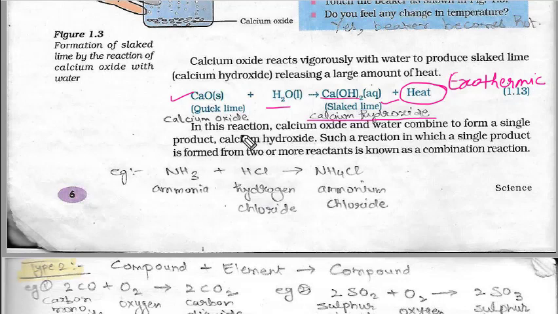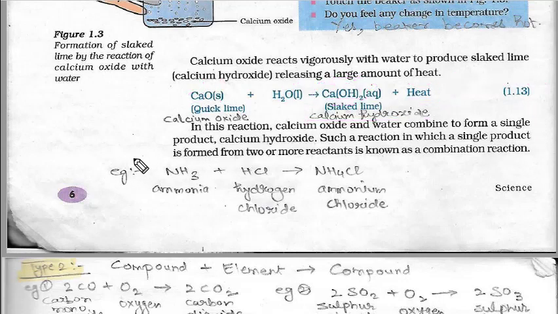Okay. So in this reaction, calcium oxide and water combine to form a single product. That means we have here two reactants and only one single product. Such a type of reaction in which a single product is formed from two or more reactants is known as a combination reaction. Here you can see that calcium oxide is a compound, water is a compound, and calcium hydroxide is also a compound. So this is our type 1 reaction.